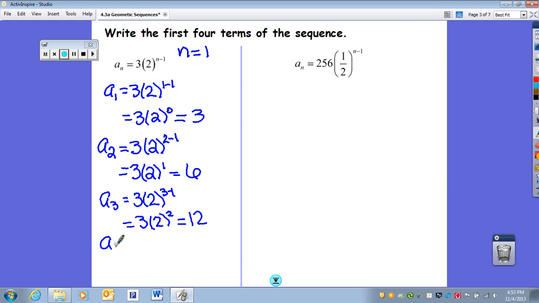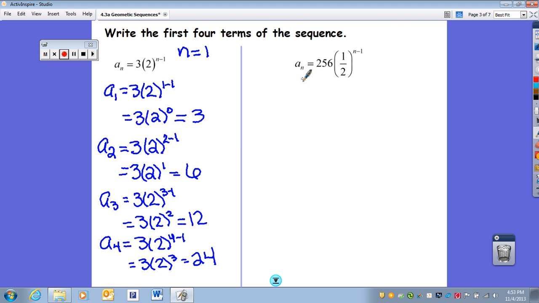Lastly, a sub 4, the fourth term in my sequence. 3 times 2, the number of the sequence term I'm on is 4, and then minus 1. 4 minus 1 is 3. 2 to the third power, 2 times 2 times 2, is 8. And 3 times 8 would be 24. So the first 4 terms in my sequence are 3, 6, 12, and 24.